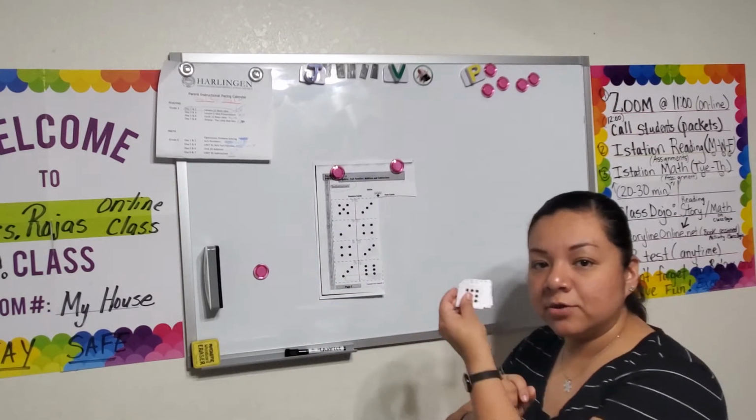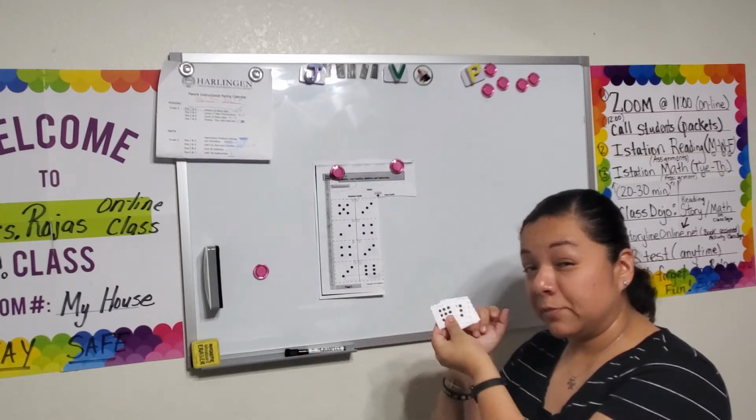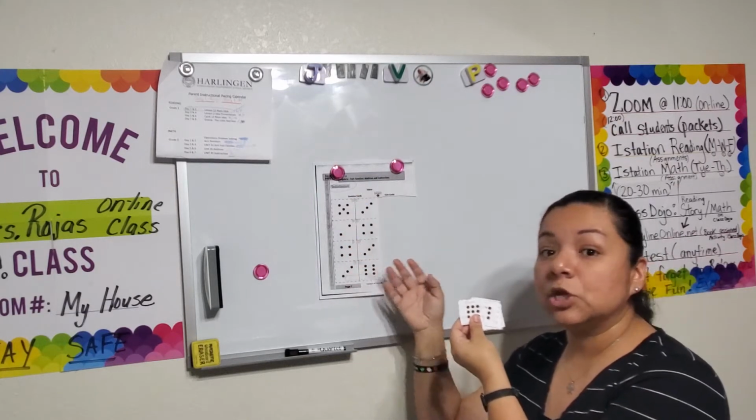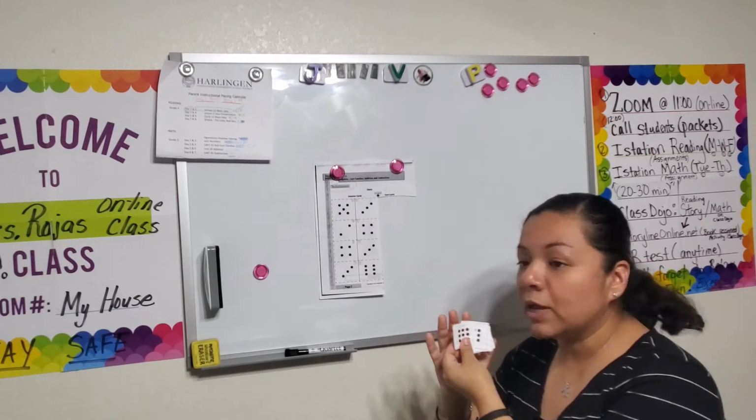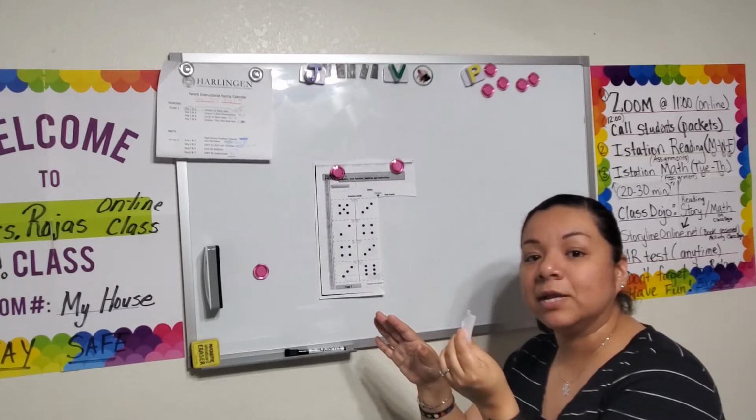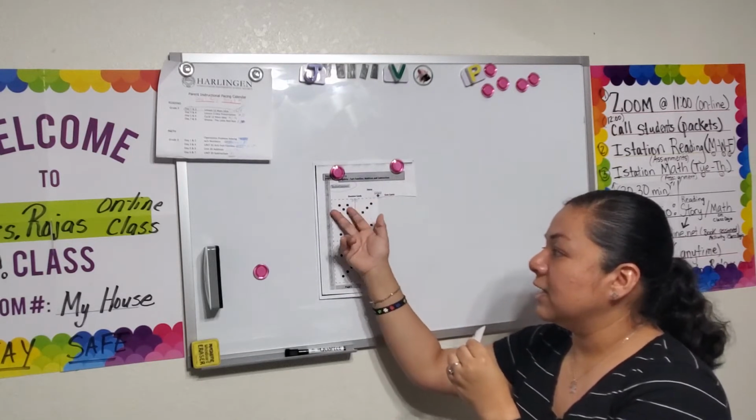Okay, boys and girls, so now that you cut out your cards as I did, I cut out the sum cards. I didn't cut out the domino cards. You can cut them all out. If you do not have scissors, it's okay. Don't worry about it. You can just kind of look at it and be matching.